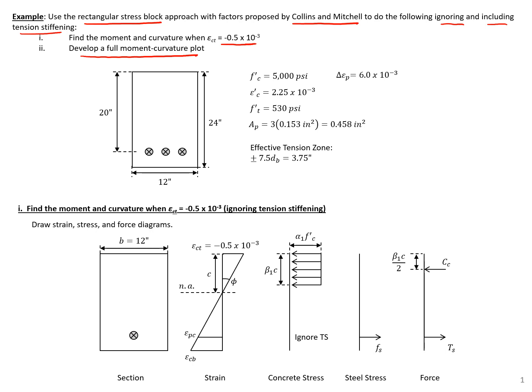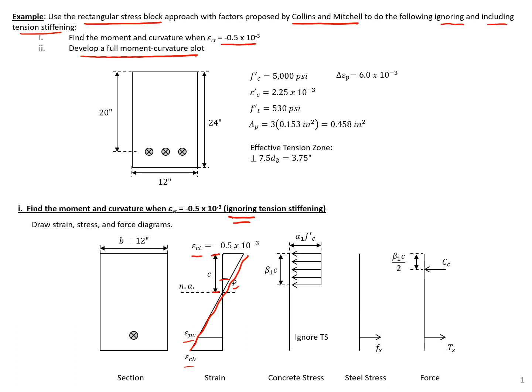So we'll start by finding our moment in curvature where we ignore our tension stiffening. And the first thing that we should do is draw our strain, stress, and force diagrams for our section. You can see we're going to assume we have a linear strain profile across the depth where the distance between the top fiber and our neutral axis is C, and the slope of our diagram is our curvature. You can see here we have our top fiber strain specified, and then we also need to find the strain in our pre-stressing and our bottom fiber strain.